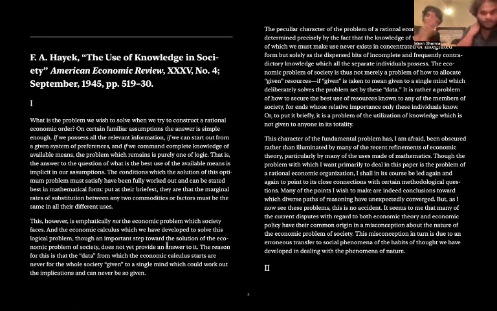Let's just do the next two paragraphs. Do you want to go for the next one? Yeah, I'll go for the next two.